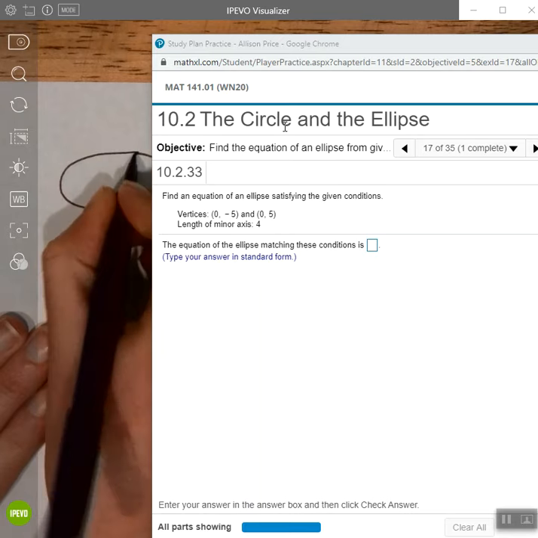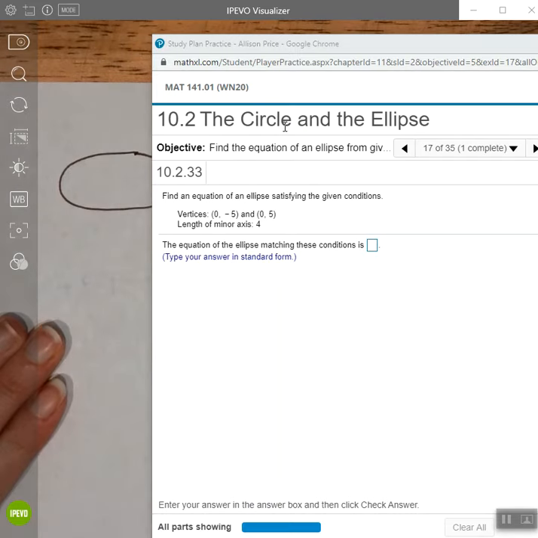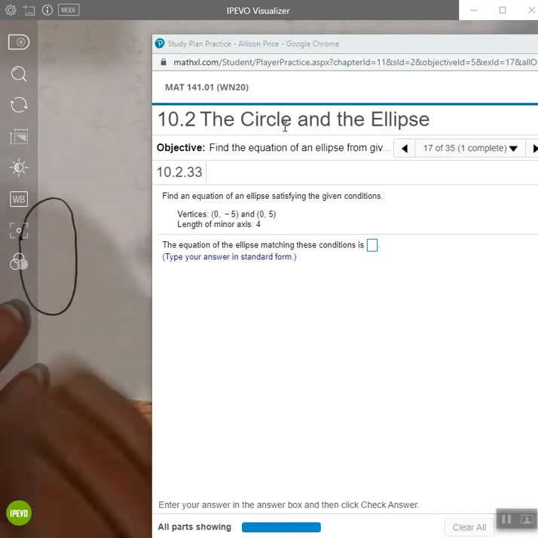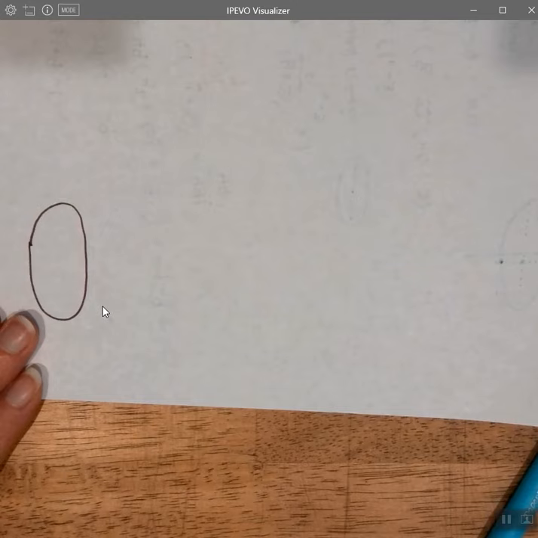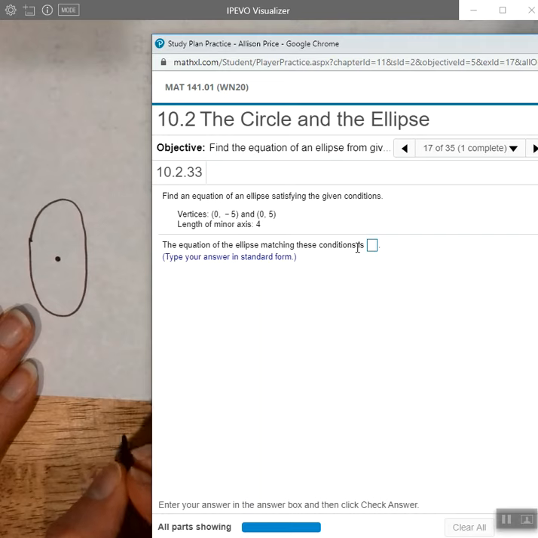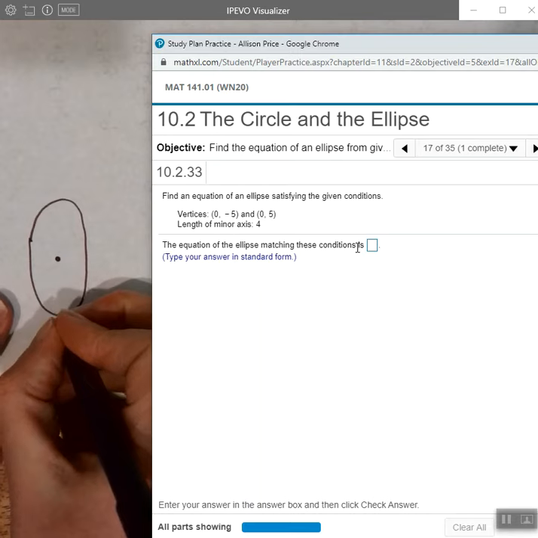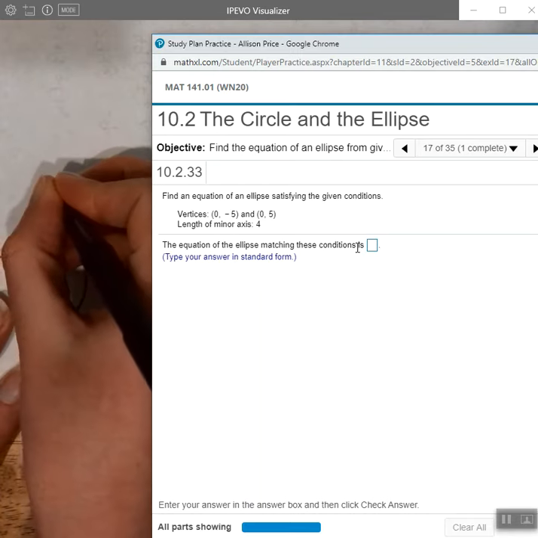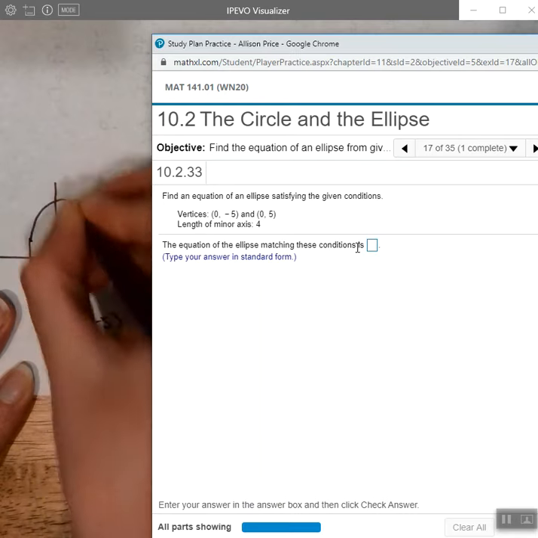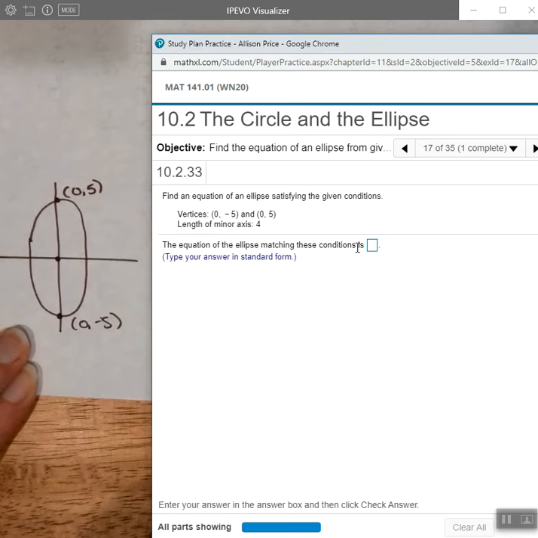And so I don't even know what orientation it is. So the vertices, oh, nope, I drew horizontal. It's vertical. It's a vertical ellipse because I can notice that my vertices are, if I have 0, -5, and I have 0, +5 as the vertices, that means that my major axis is vertical.